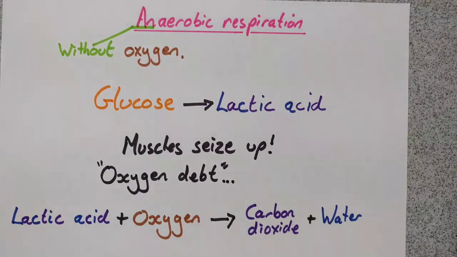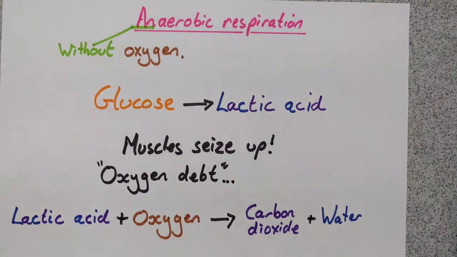So you carry out anaerobic respiration by working really hard. You're using energy faster than you can release it by aerobic respiration. So you use this emergency form of respiration. It's like an overdrive form of respiration. It can't be sustained for a very long time. And you pay off this oxygen debt by breathing and absorbing oxygen. And that breaks the lactic acid down by reacting it with oxygen, releasing carbon dioxide and water.